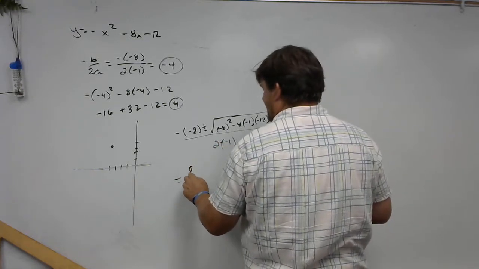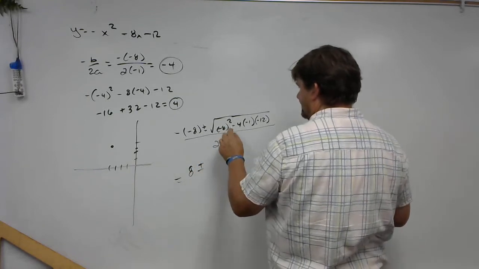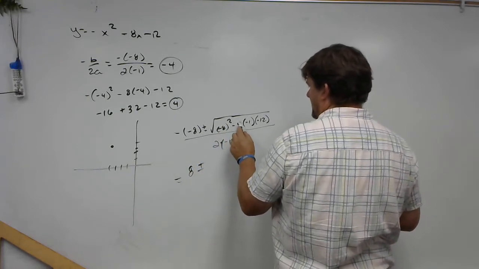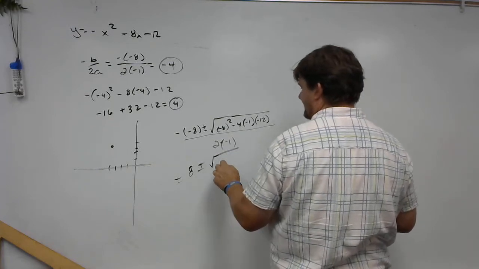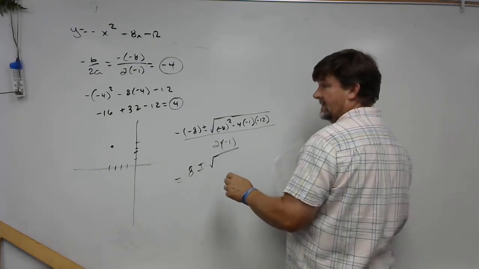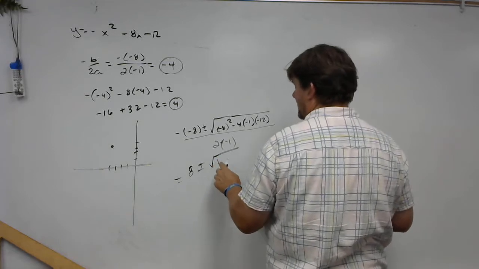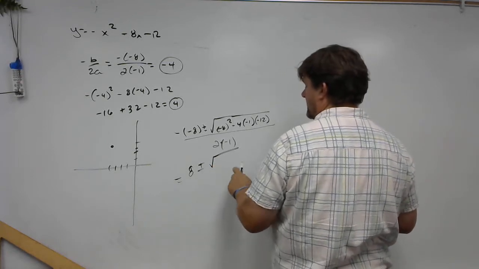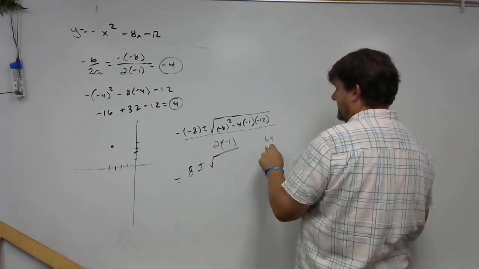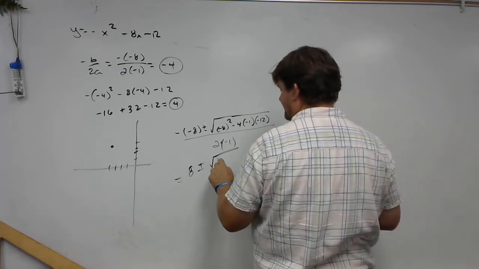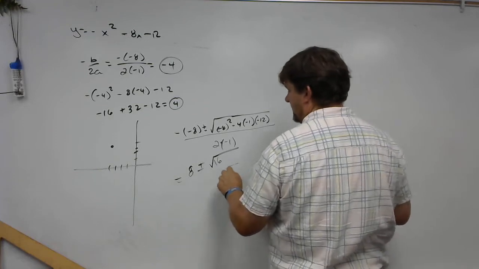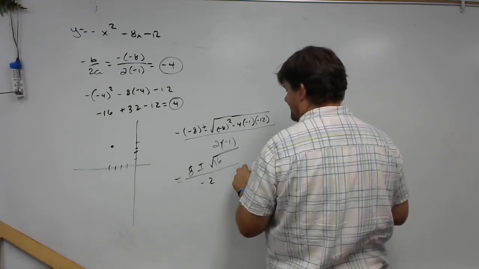So let's clean this up. 8 plus or minus the square root of 64 minus 4 times that, minus 48. 64 minus 48 is 12? No. 64 minus 48 is 16? Is that 16? Yes, it's 16, all over negative 2.